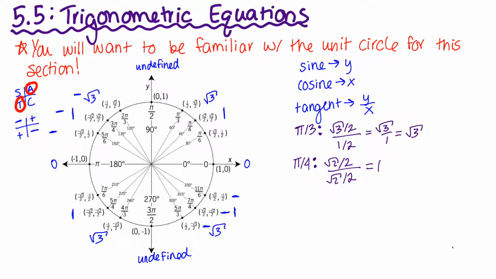And then finally our pi over 6 angle. This one's going to be 1/2 over root 3 over 2, which simplifies down to 1 over root 3. Now, sorry about my computer chiming there. Let me go ahead and mute that. I'm going to go ahead and leave this unrationalized. I'm going to leave it as 1 over root 3 for reasons.